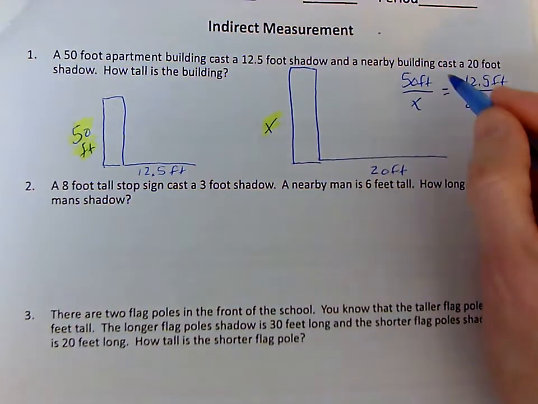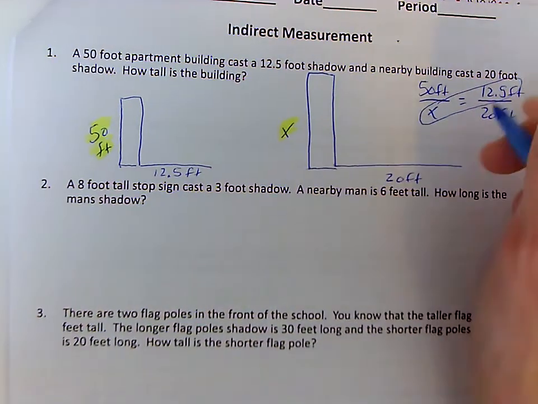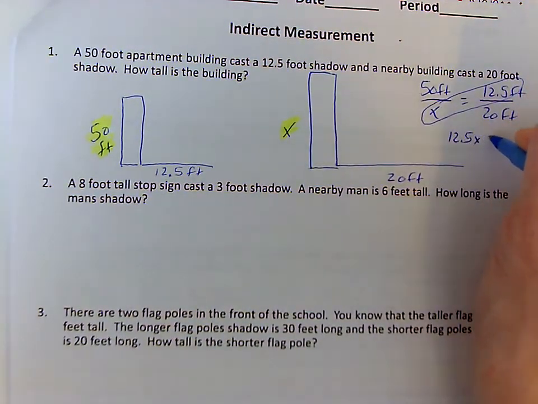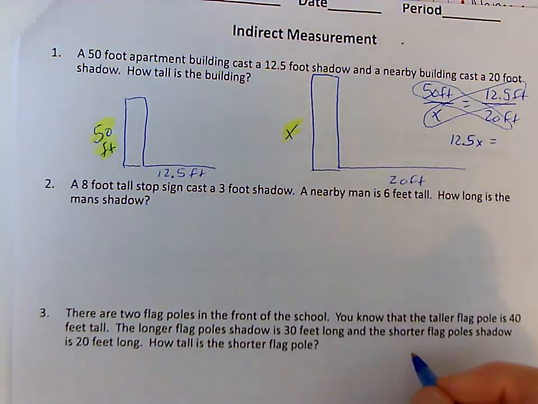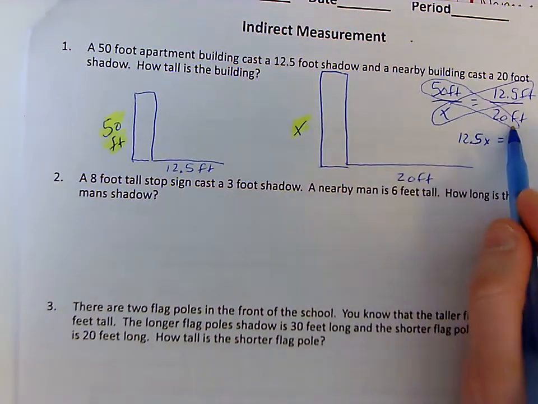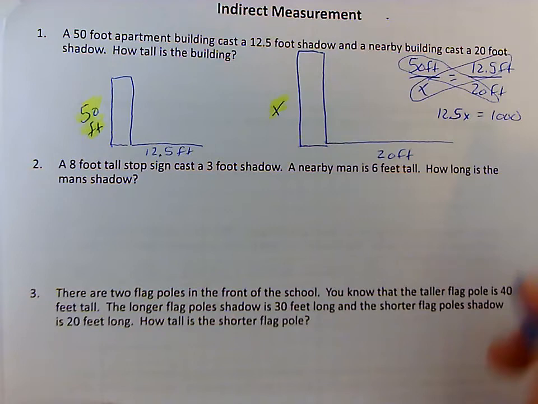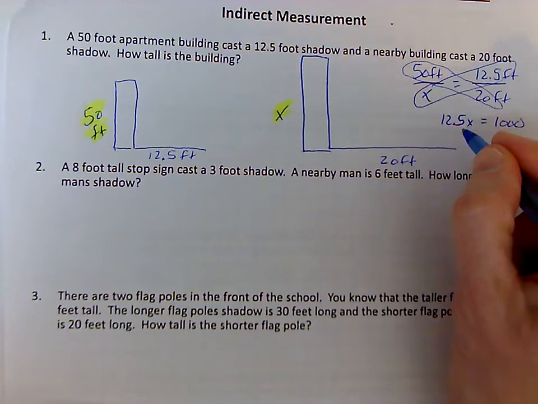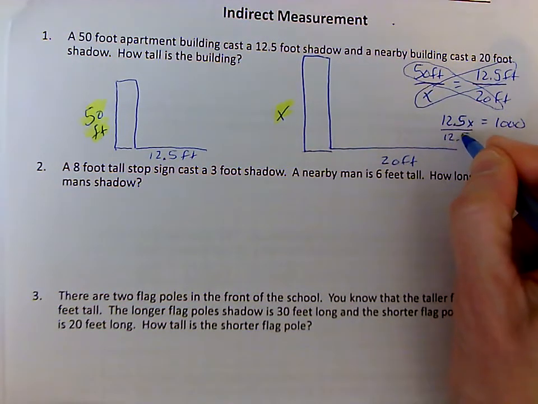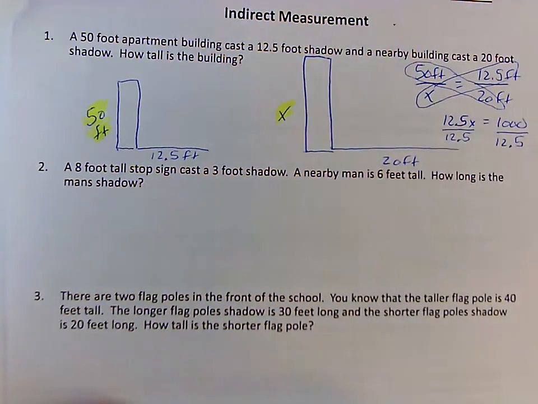Okay, so now you know with proportions we have to cross multiply. We're going to do 12.5 times X, 12.5X equals, and then over here, 50 times 20. So when you multiply 50 times 20 in your calculator, you should get 1,000. And so now we've got to solve for X. So we're going to divide by 12.5.